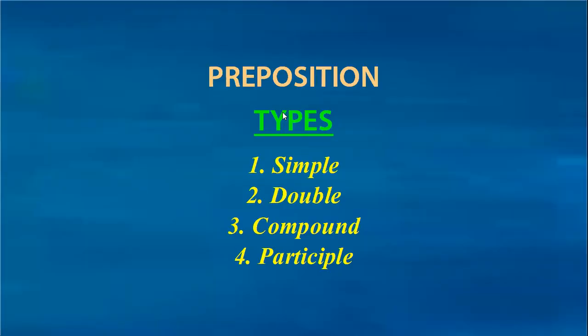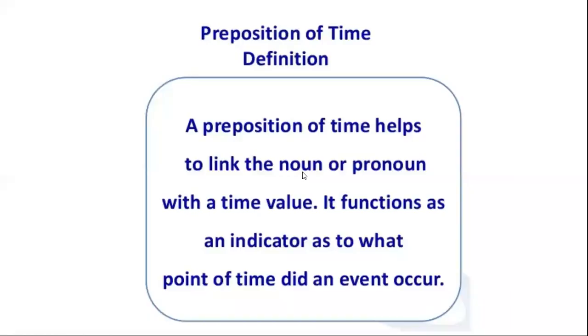Next, we are going to see types of preposition. In preposition, we have four types: simple preposition, double preposition, compound preposition, and participle preposition. Before that, we are going to see preposition of time. We have preposition of time, preposition of place, and preposition of movement. First, we are going to see preposition of time.